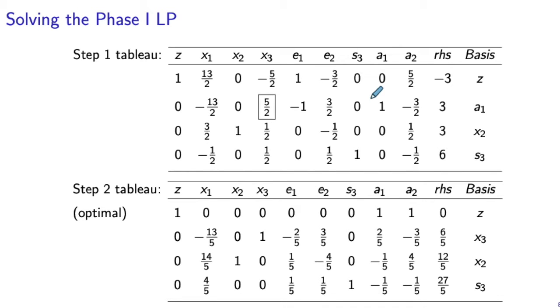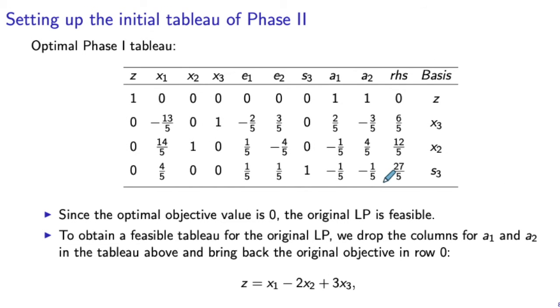We can see that the optimal objective value is 0, meaning that the original LP is feasible and we've got some more work to do here. That's right. If the optimal objective value was negative, we would be done, because this would mean that the original LP is infeasible. But since we got 0, we have to proceed to phase 2. What a great opportunity to practice more simplex iterations.